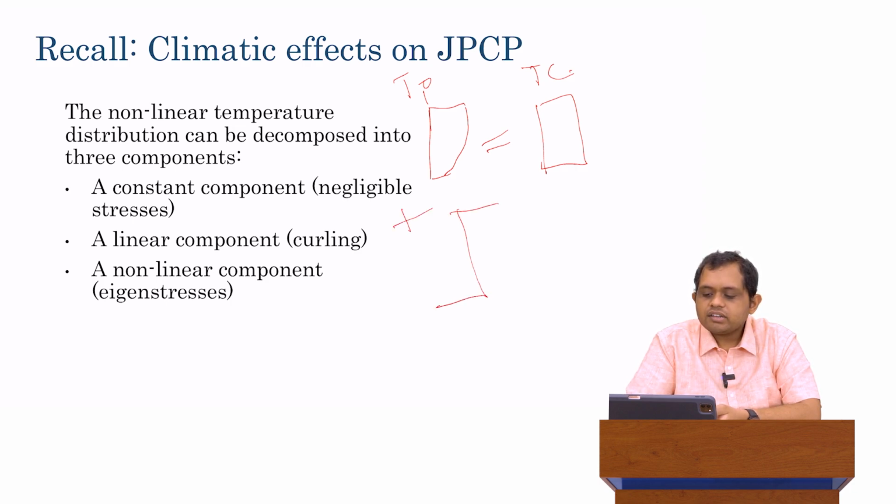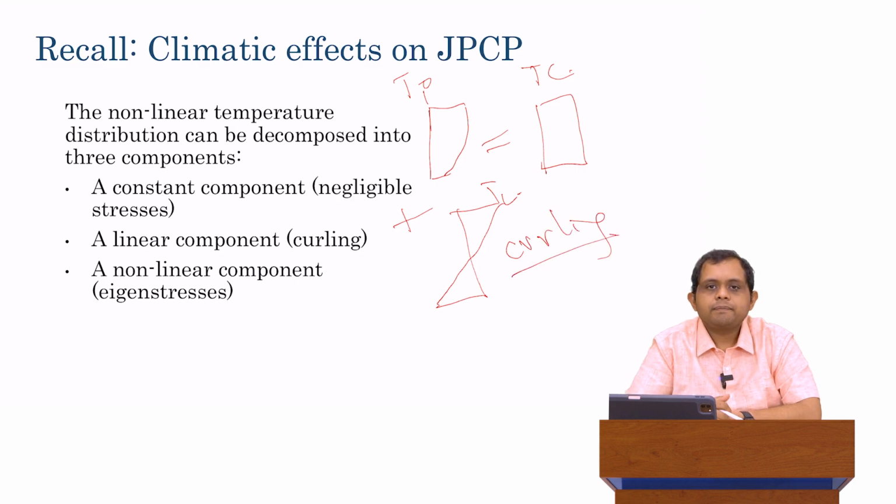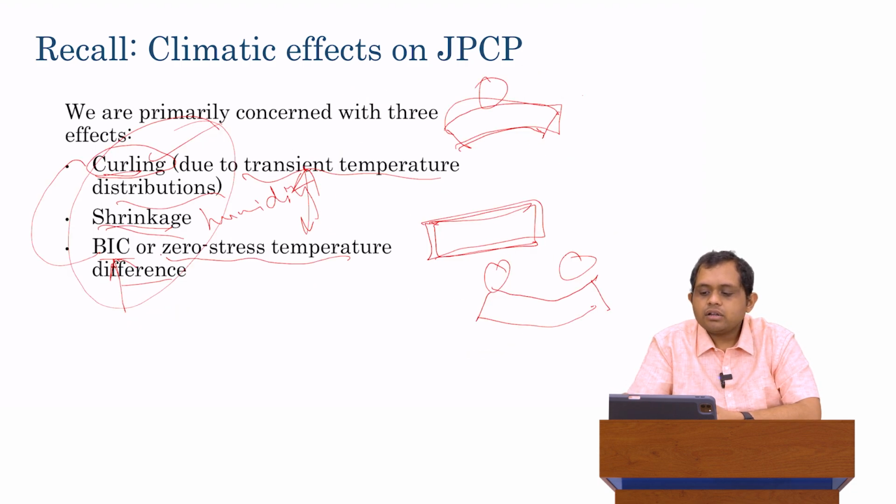The second component is a linear component. So we can divide this into a linear distribution like this. And this is TL, as we pointed out back then. This is actually what causes curling. So this temperature distribution says that relative to the reference temperature, my top surface has a higher temperature than my bottom surface, which is exactly what I showed in this slide. So top surface has a higher temperature than bottom surface.